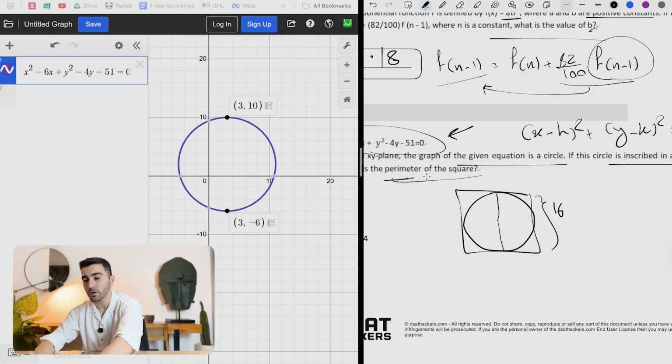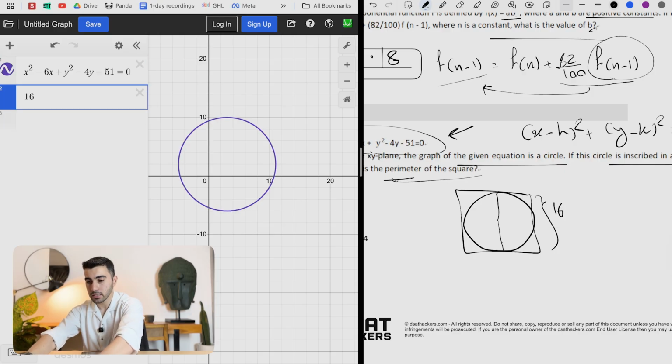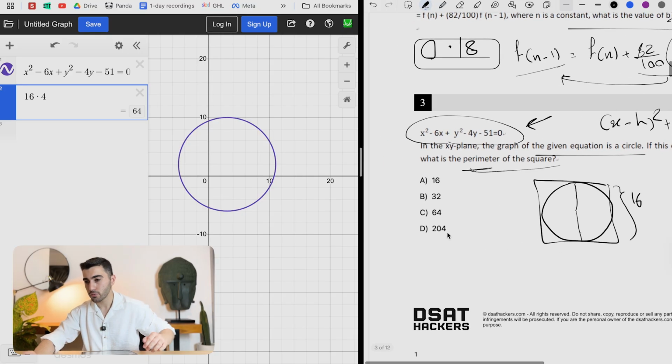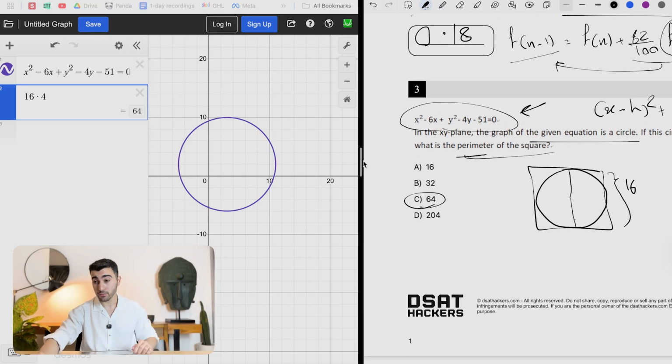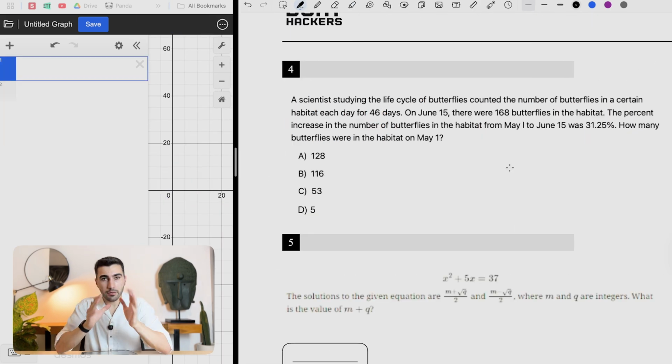So the perimeter of the square is gonna be 16 times 4. You get 64 as the answer. Choice C is the correct answer. And that is how we can do this question. It's a very common question. All right, question number 4.